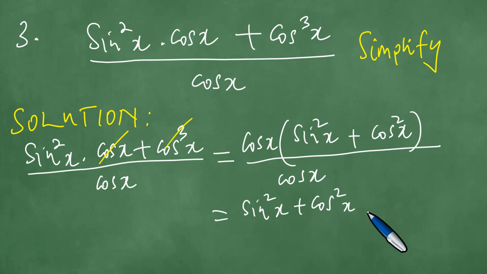What is sine squared plus cosine squared? Sine squared plus cosine squared is 1, and that is the answer. So this whole giant expression is equivalent to 1, and we have simplified it. Any question?